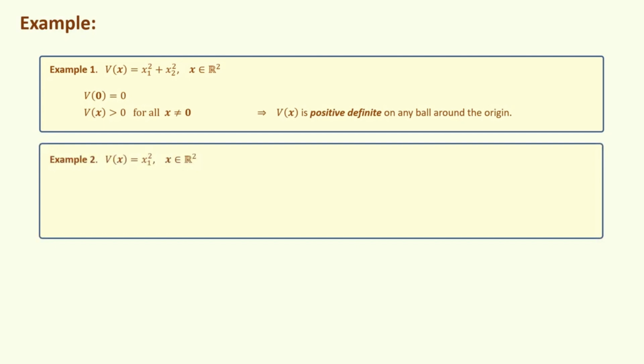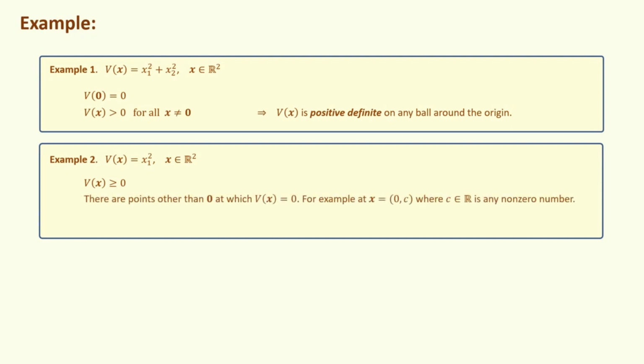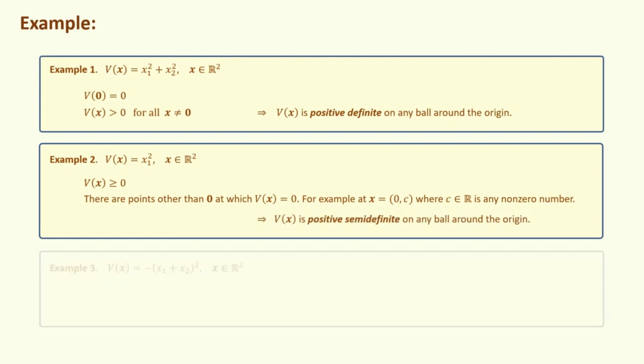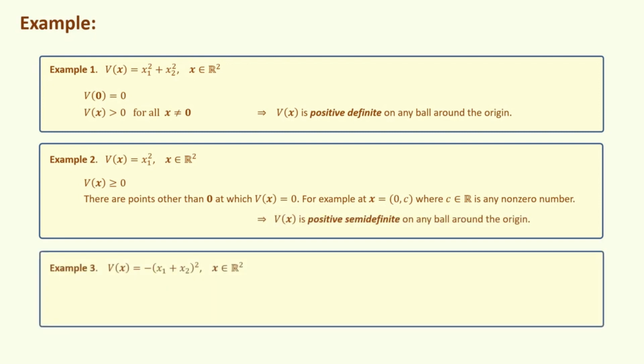the origin. In the second example, consider V of x equals x1 squared, where x is a 2D vector. V of x is always greater than or equal to 0 and 0 at 0. But there are points other than the origin at which V of x is 0. For example, if x1 is 0 and x2 is a non-zero constant number, then V of x is 0. So, V of x is positive semi-definite on any ball around the origin.